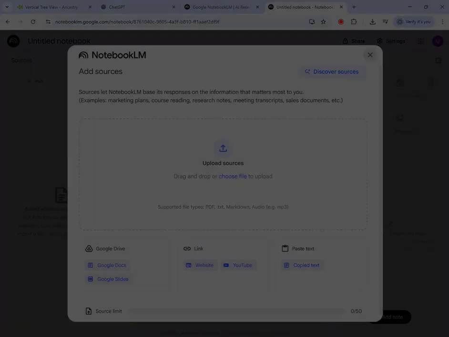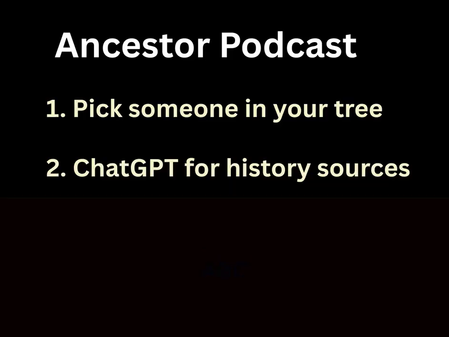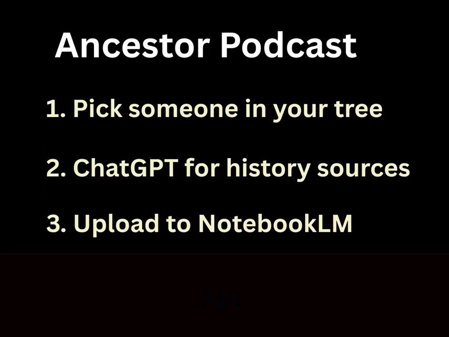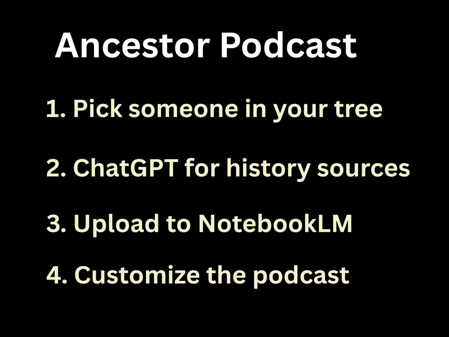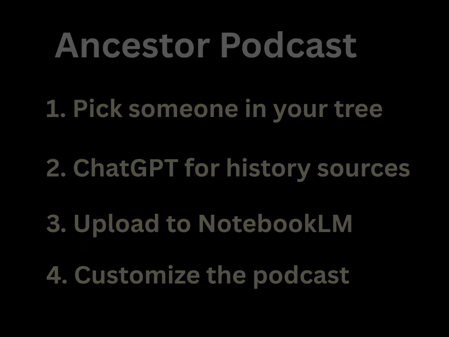There are 4 steps. Step 1, pick a person in your family tree and grab some details of where they moved from and to. Step 2, use free ChatGPT to find scholarly articles about the social history of that time and those places. Step 3, use free NotebookLM, an AI tool from Google, to import your historical sources and the details of your ancestor. And finally, you'll steer NotebookLM into providing a full documentary podcast and a shorter video overview.